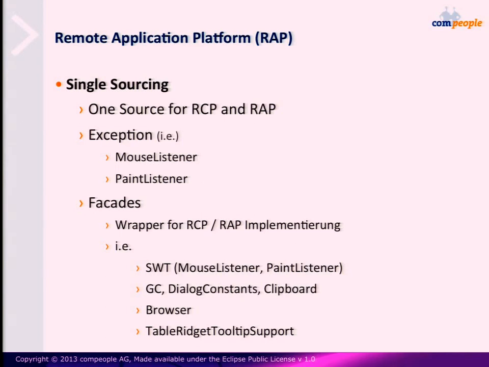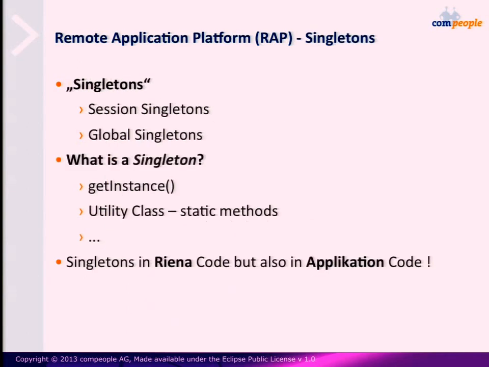Also, the dialog constants are a little bit different. And also, of course, the browser is different. If you are in RCP, you can embed a browser widget and render something in there and bring in some HTML code. If you're in RAP, you can also do that, but you are already in a browser. So that's rather an iframe or a frame that you embed in your page. So it's a little different in the API.